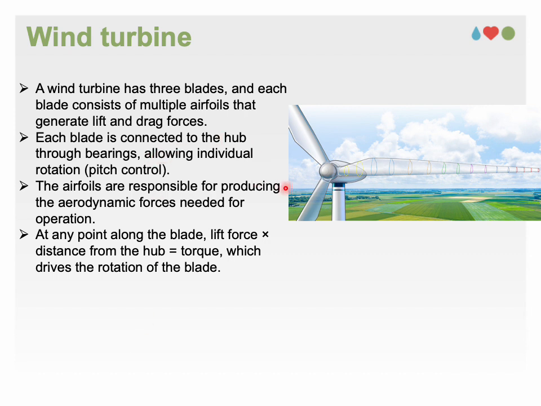First, a quick reminder about horizontal axis wind turbines. This type of turbine typically has three blades, each consisting of multiple aerodynamic airfoils. Each blade is connected to the hub through a bearing, allowing the individual rotation or pitching of the blade.